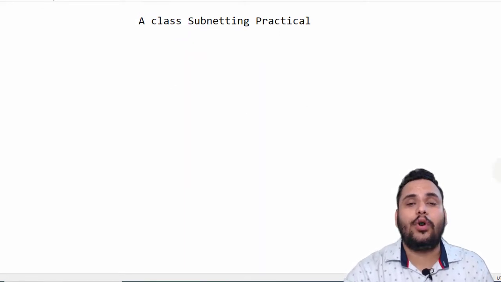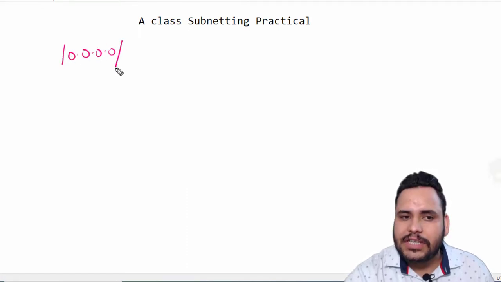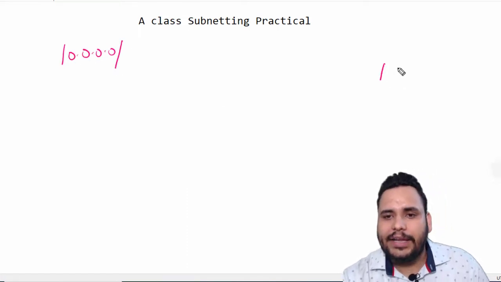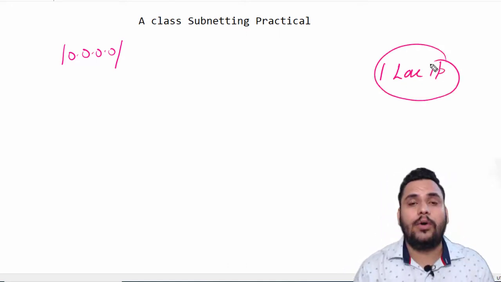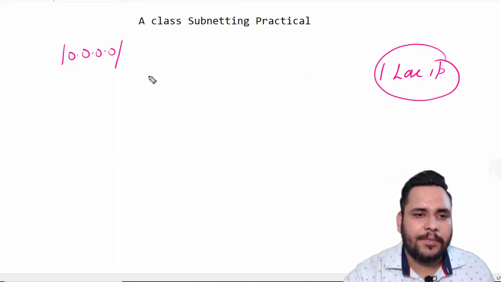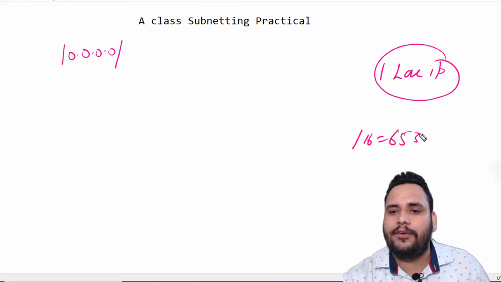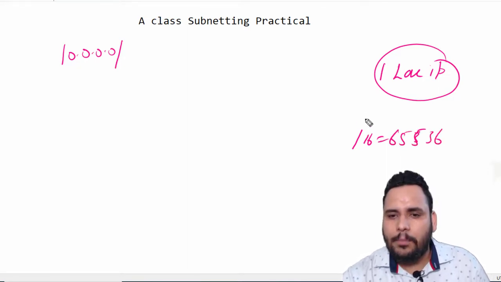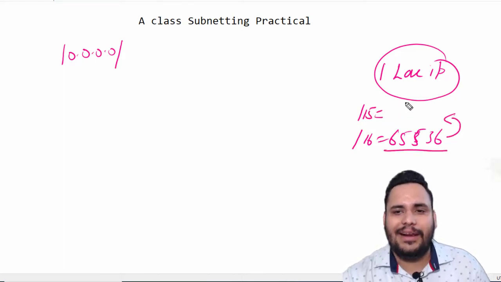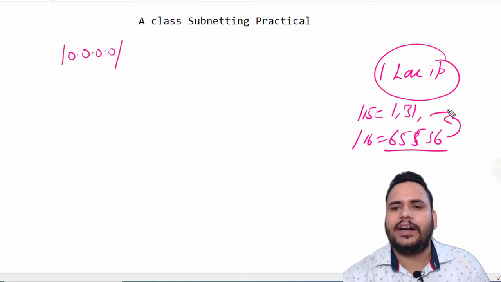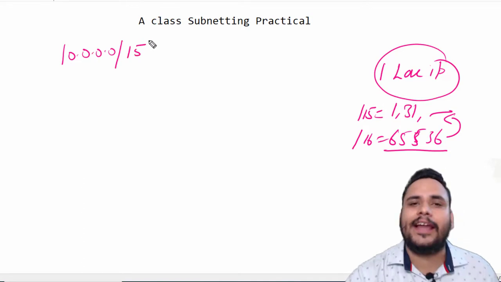It is based on the host values, and the slash values depend upon this. I need 1 lakh IPs in one network, so I have to follow from the last. Like in /16 we have 65,536 IPs. So obviously if I follow /15, then the IP addresses are double, near about 1,31,000 approx. So I have to solve /15 now.